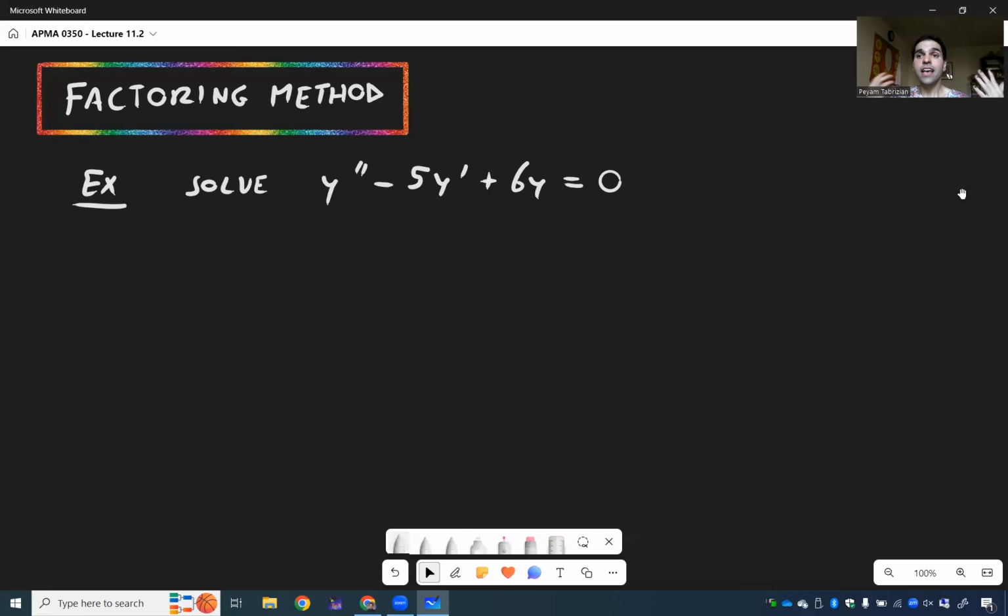Now the question is, how do we solve second order ODEs? In particular, let's solve y double prime minus 5y prime plus 6y equals 0. Now, I will present you a method that's quite intuitive, but a bit slow, and then at the end, I'll tell you a fast method. So to solve this ODE, we will do this by actually factoring out this differential equation.